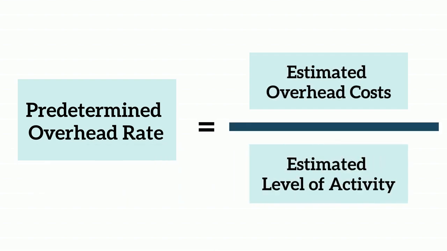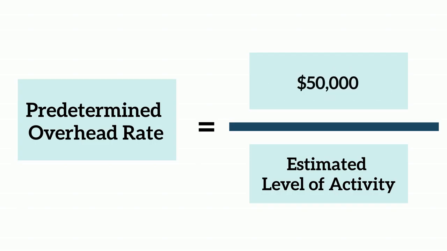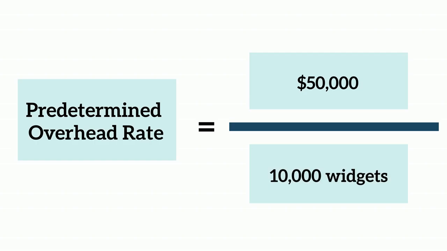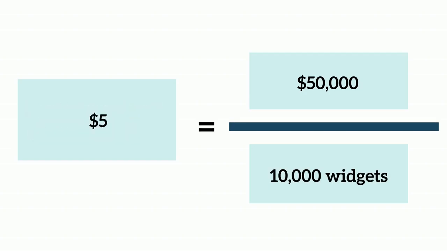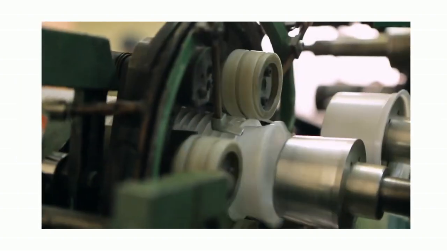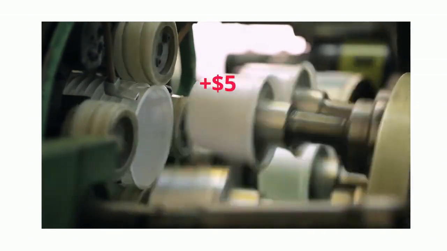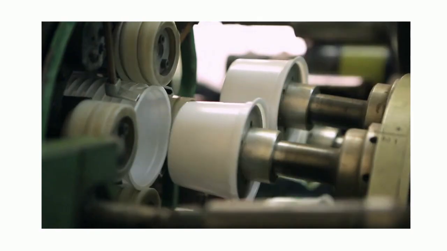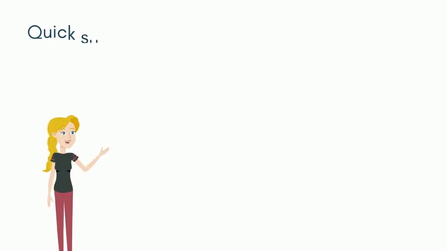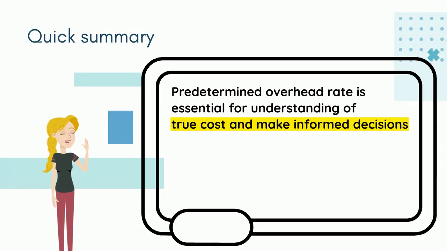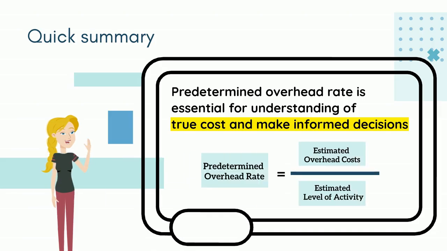In our case, the predetermined overhead rate would be $5 per widget. $50,000 divided by 10,000 widgets. Now, we can apply this rate to each widget produced to allocate the overhead costs to each product. By computing a predetermined overhead rate, companies can better understand the true cost of producing their products and make informed decisions about pricing and production levels.